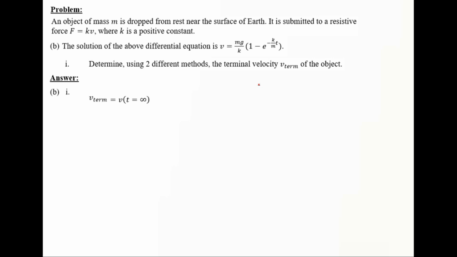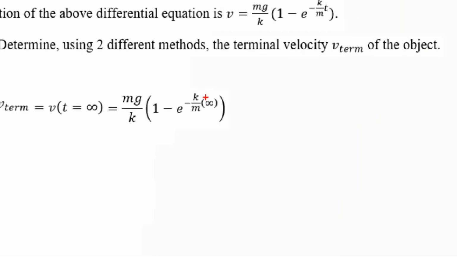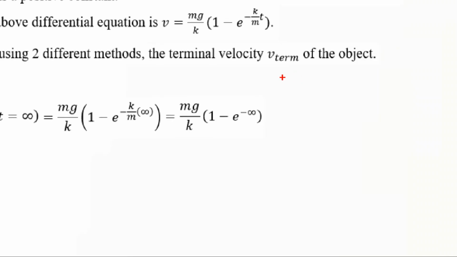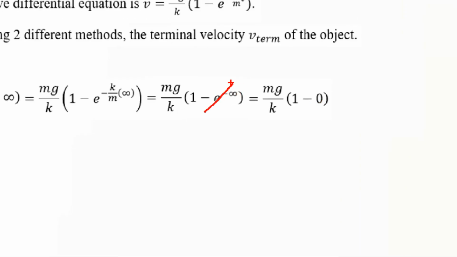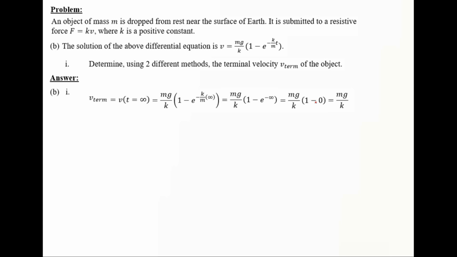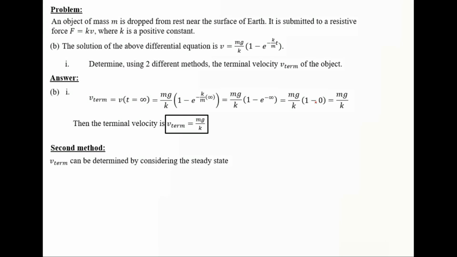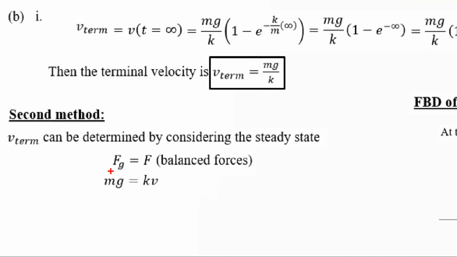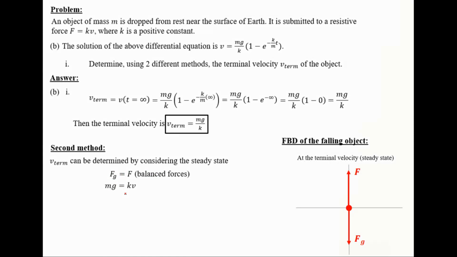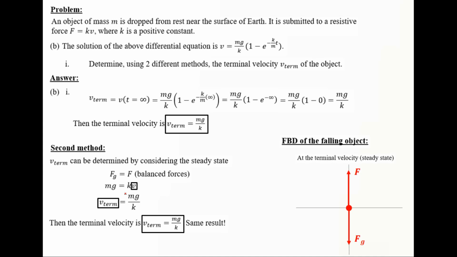Then v terminal would be v as t tends to infinity. We're gonna replace time by infinity. This is a positive constant, so e to the power minus infinity is gonna approach 0, 1 minus 0, and the terminal velocity is given by mg over k. Now the second method is to consider the steady state and to realize that the forces are balanced. Now here I replaced Fg by mg and F by kv, and we're searching for v. In this case, this is the terminal. So the terminal velocity is gonna be mg divided by k. So for both methods, we have the same answer.